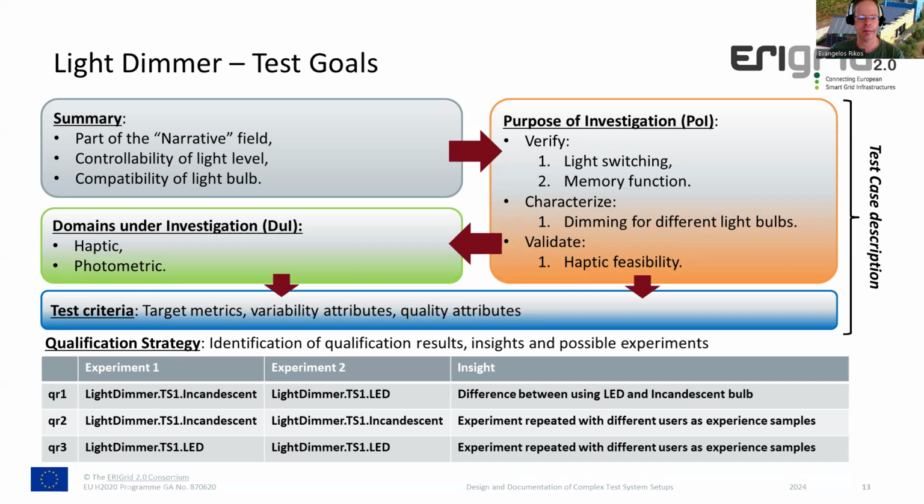And with all this information, we have pretty much covered the first step of the holistic test description, that is the test case description. However, in order for the user to be able to move on to the next steps and analytically describe the test specification and experiment specification parts, an intermediate step is usually necessary. That step is the qualification strategy, which is useful because it helps in identifying the qualification results, insights, and possible experiments that are necessary. In this example, we have 3 different qualification results for 2 different experiments that are expected to provide 3 different insights.